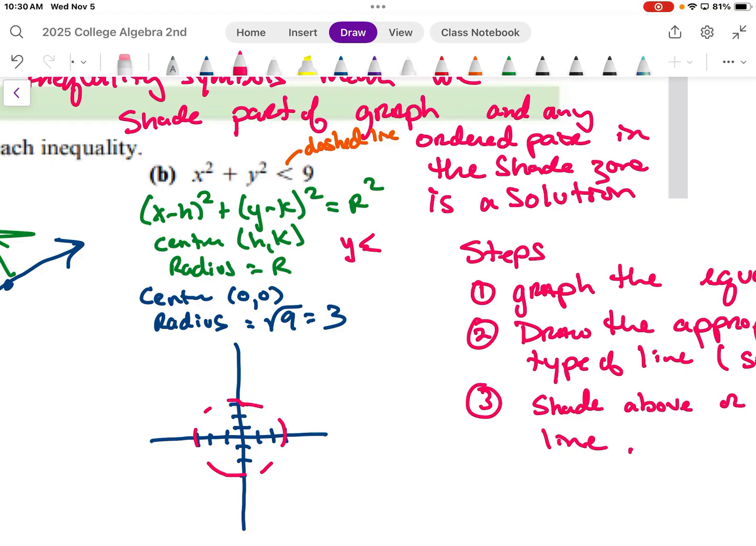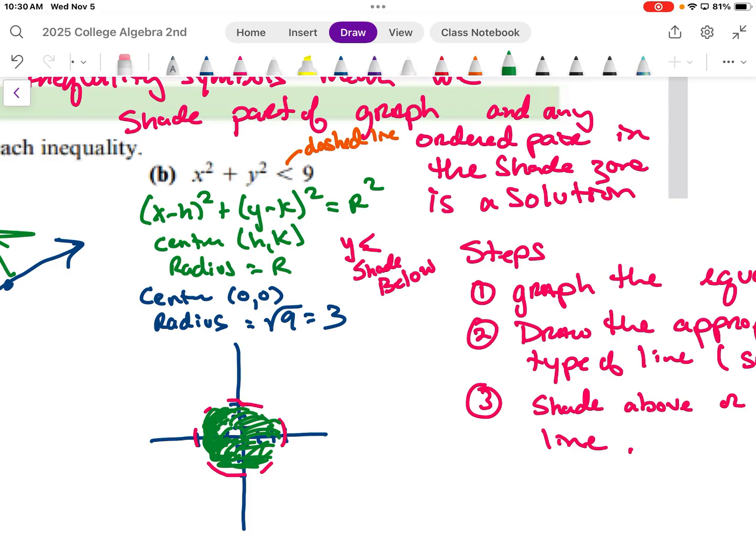It's going to still face away from the y. So I can go ahead and say this is less than, which means I need to shade below. In this case, shading below means inside the circle. So when I go to shade, I have to do everything inside of 3. I can't go outside of 3 away. Remember, 3 is our radius.